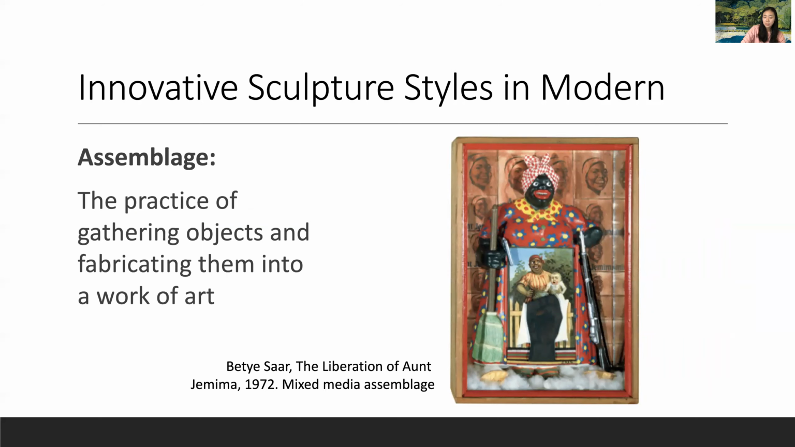And the next new sculpture type is assemblage. The practice of gathering objects and fabricating them into a work of art is called assemblage. The gathered objects, sometimes called found objects, are repurposed so that they support the visual ideas and compositions of the artist.